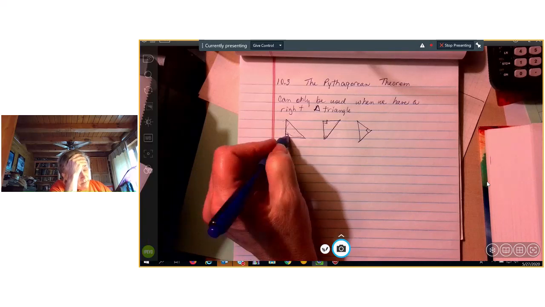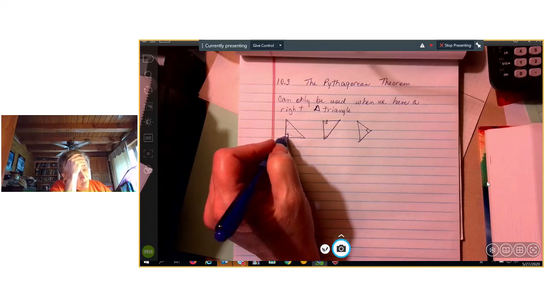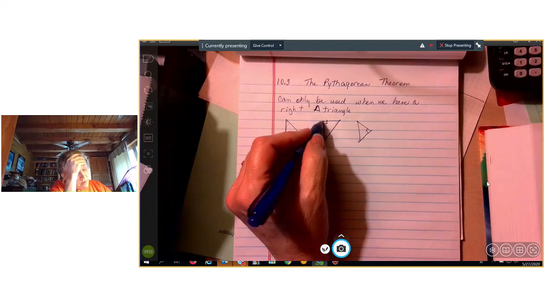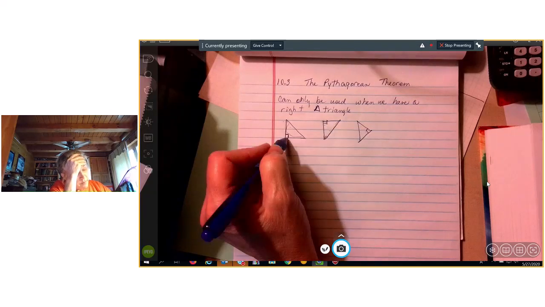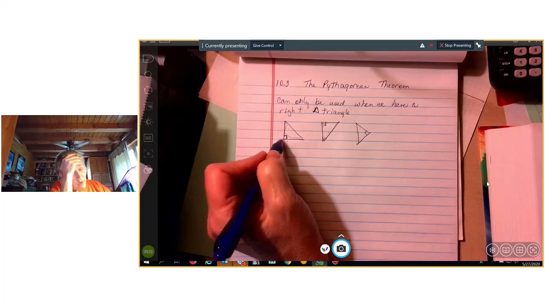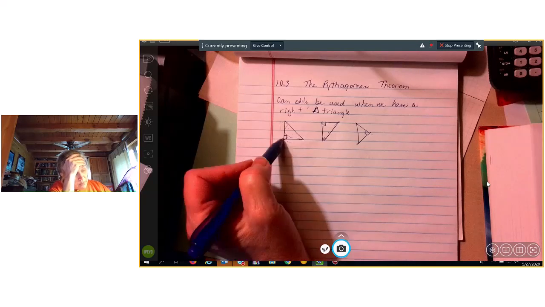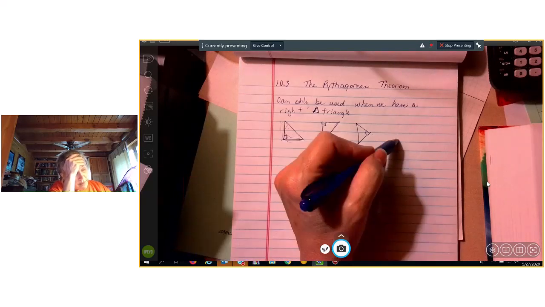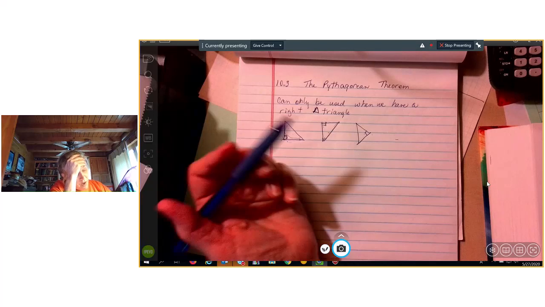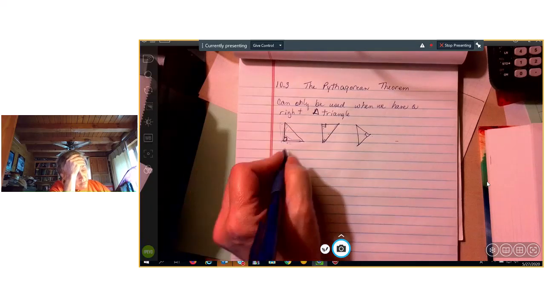Now, if I look at these triangles, I can always flip them. So I can flip this one to look like this, and then I can just flip this one over to look like this. So you can always rotate them to be in whatever position you're used to looking at them, whether the right angle's on this side or on the right side. It doesn't matter.